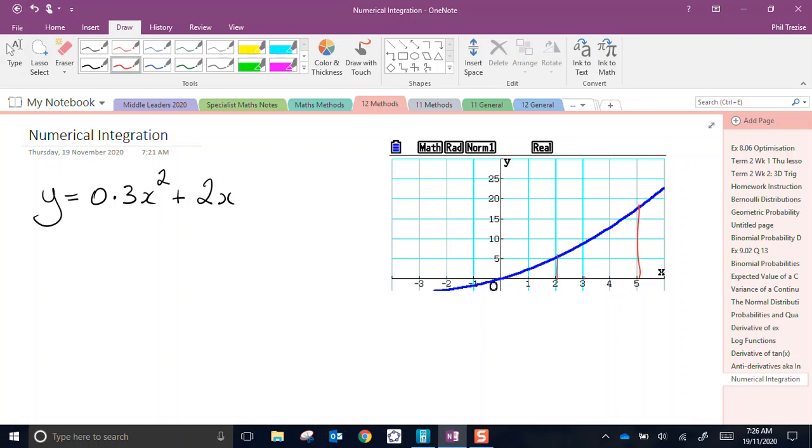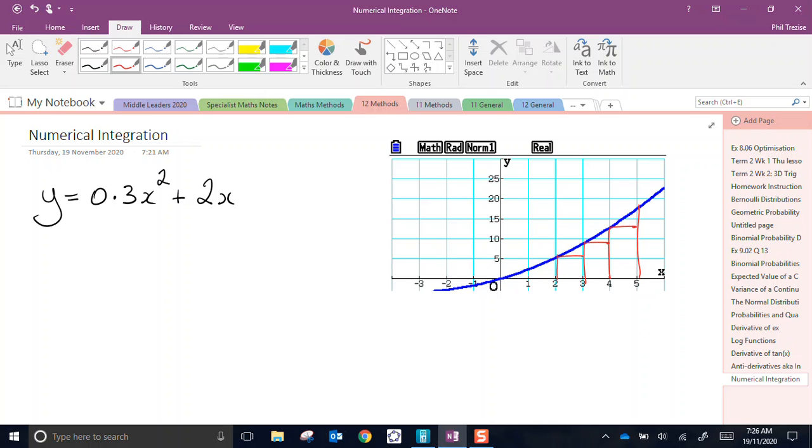We could split this into 3 equal little steps. We could just approximate the area underneath the curve as 3 small rectangles. Notice that I've taken the height of each rectangle to be the value of the function, the blue line, at the left-hand edge of the rectangle.